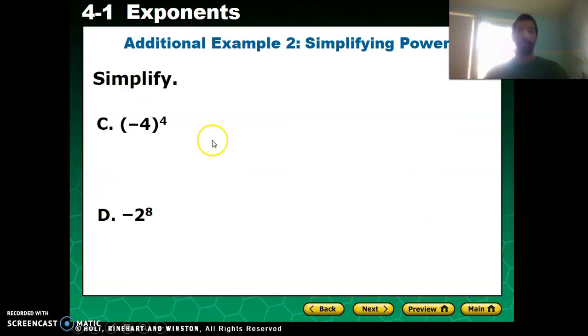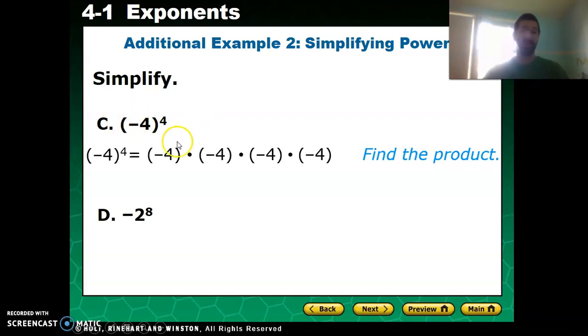Here, I'll show you a few more. This one is negative 4 to the power of 4. Make sure if you see the number with the parentheses around it, you write it in expanded form also with the parentheses. It does make a difference. So negative 4 times negative 4 times negative 4 times negative 4, you would find the product. The reason it comes out to a positive is because negative 4 times negative 4 would give you a positive number, and then that positive times that negative would give you a negative number, but then finally you'd have a negative times that last negative, and it would end up being a positive. An easy way to remember is that even exponents, when you have a problem like this, would be positive. If you had an odd number like a 3 or a 5, then that number would be a negative.